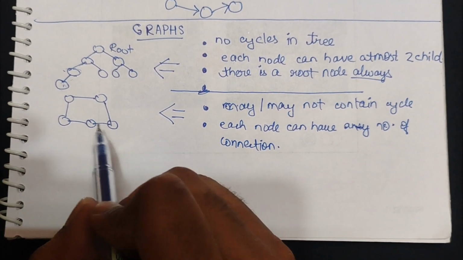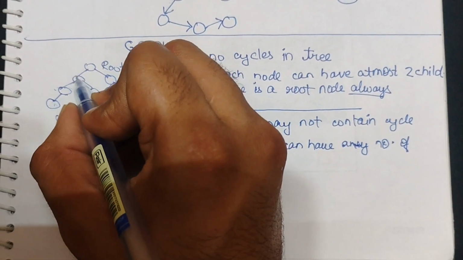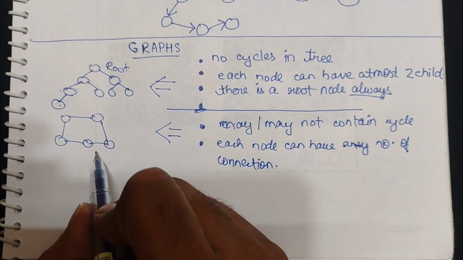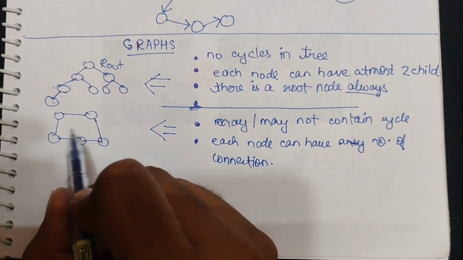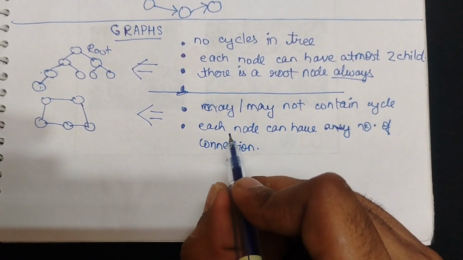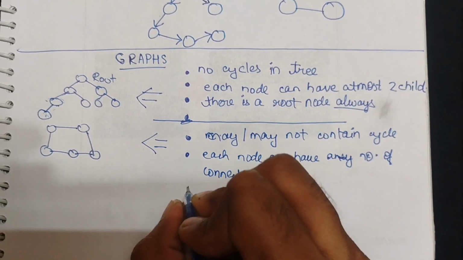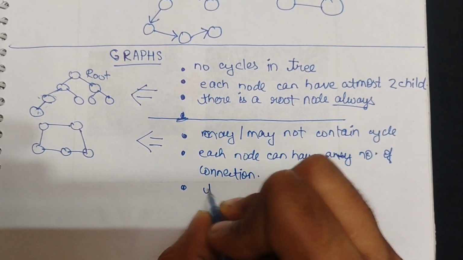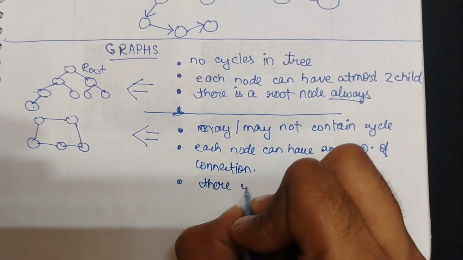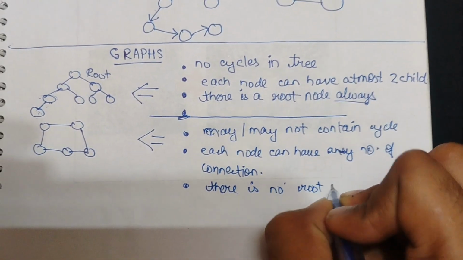Here there is a connection, because in trees there is a direction, right? But here all are individual. So instead of calling them children, I'll call them connections. Each node can have any number of connections. The third characteristic is that there is no root node.